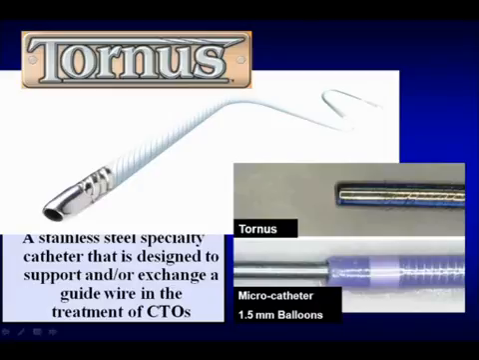Then sometimes your wire is there, but you cannot advance your balloon because of the tough lesion, so you have this Tornus device by Abbott. The idea is that in tough lesions, after the wire you can advance it, and then you can exchange to either your rotational atherectomy wire or another high support wire, and advance your balloon and PTCA.